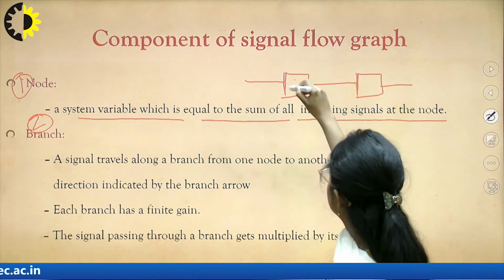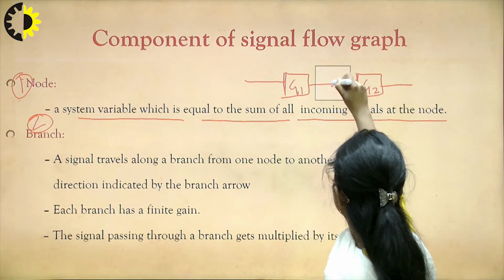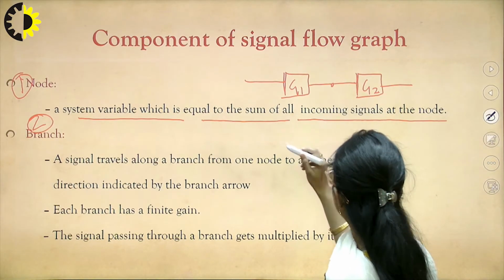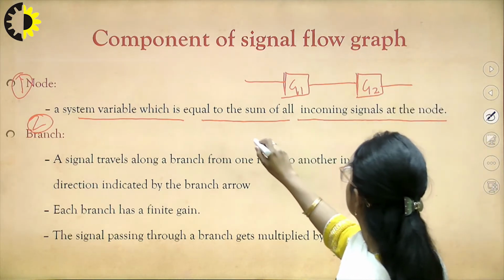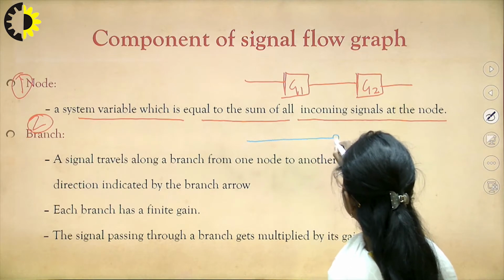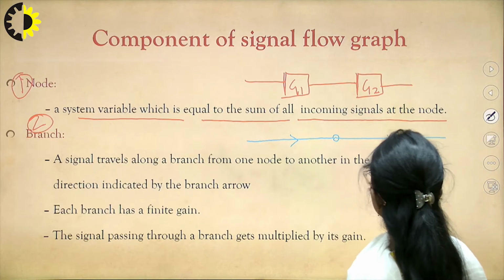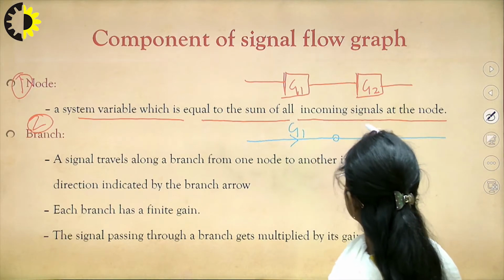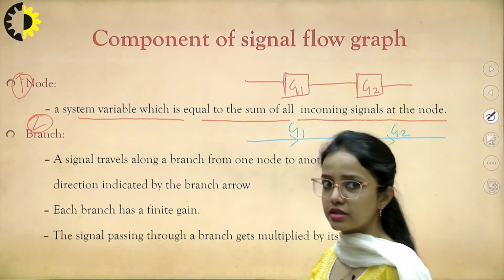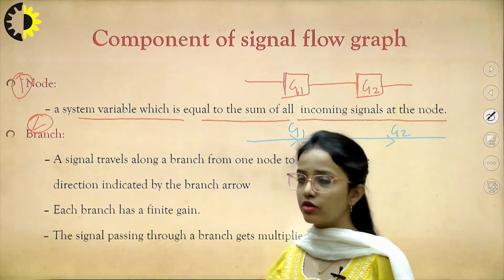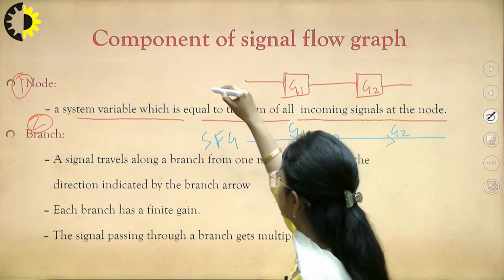two gain terms G1, G2 in block diagram reduction. So correspondingly in SFG, the corresponding SFG will have this node here. So this is first gain term, this is second gain term. Here we see that the blue curve is gradually we are shifting to signal flow graph. This one is signal flow graph, this one is block diagram.